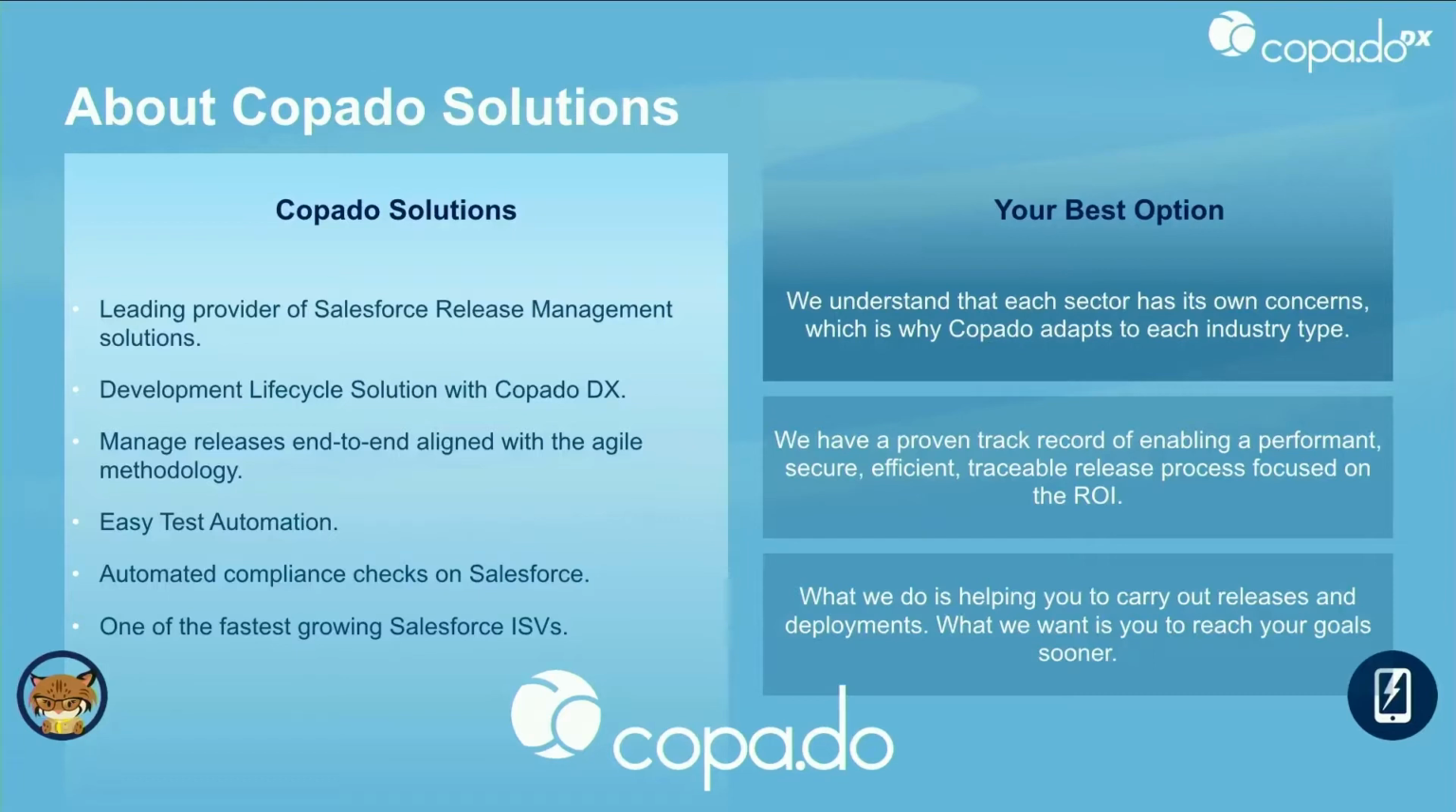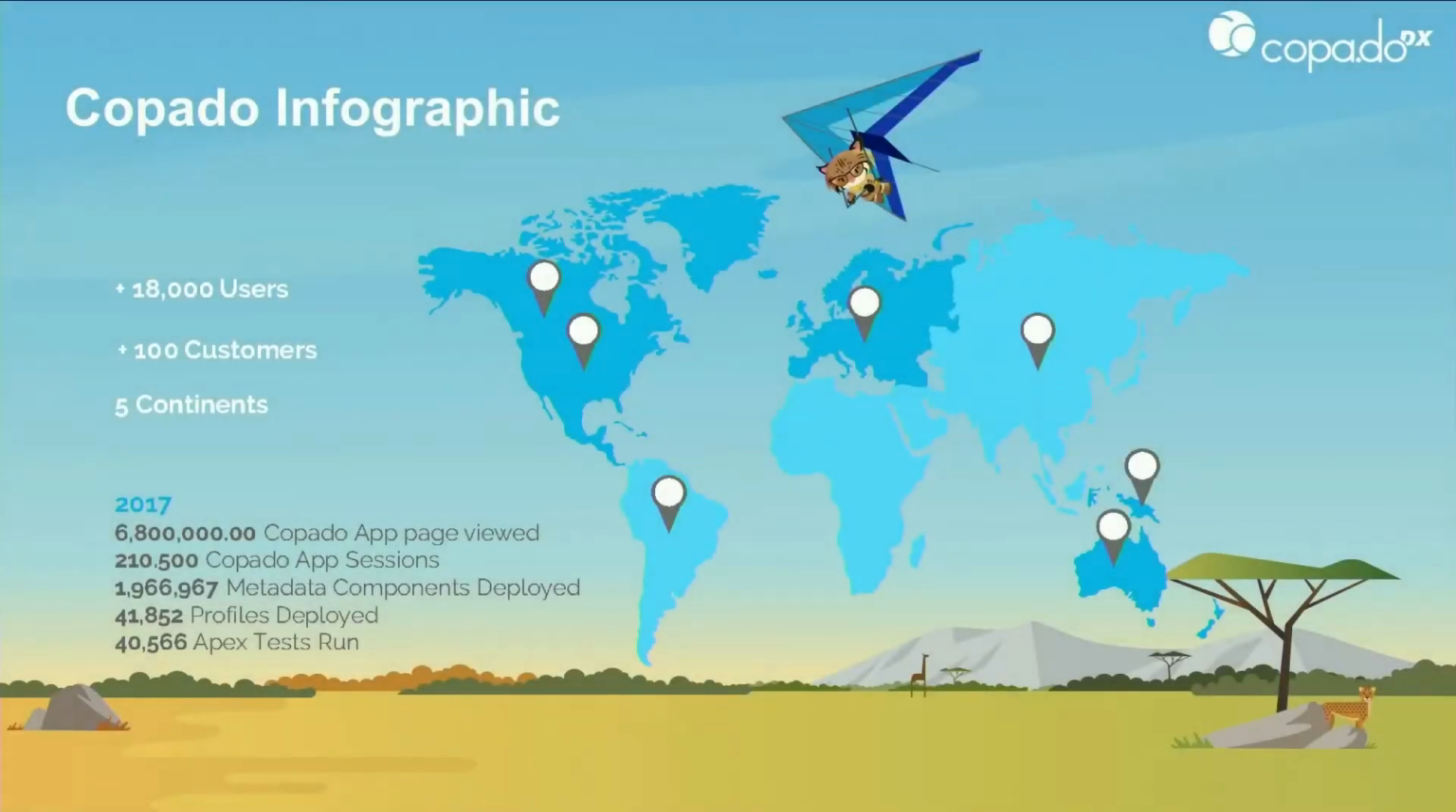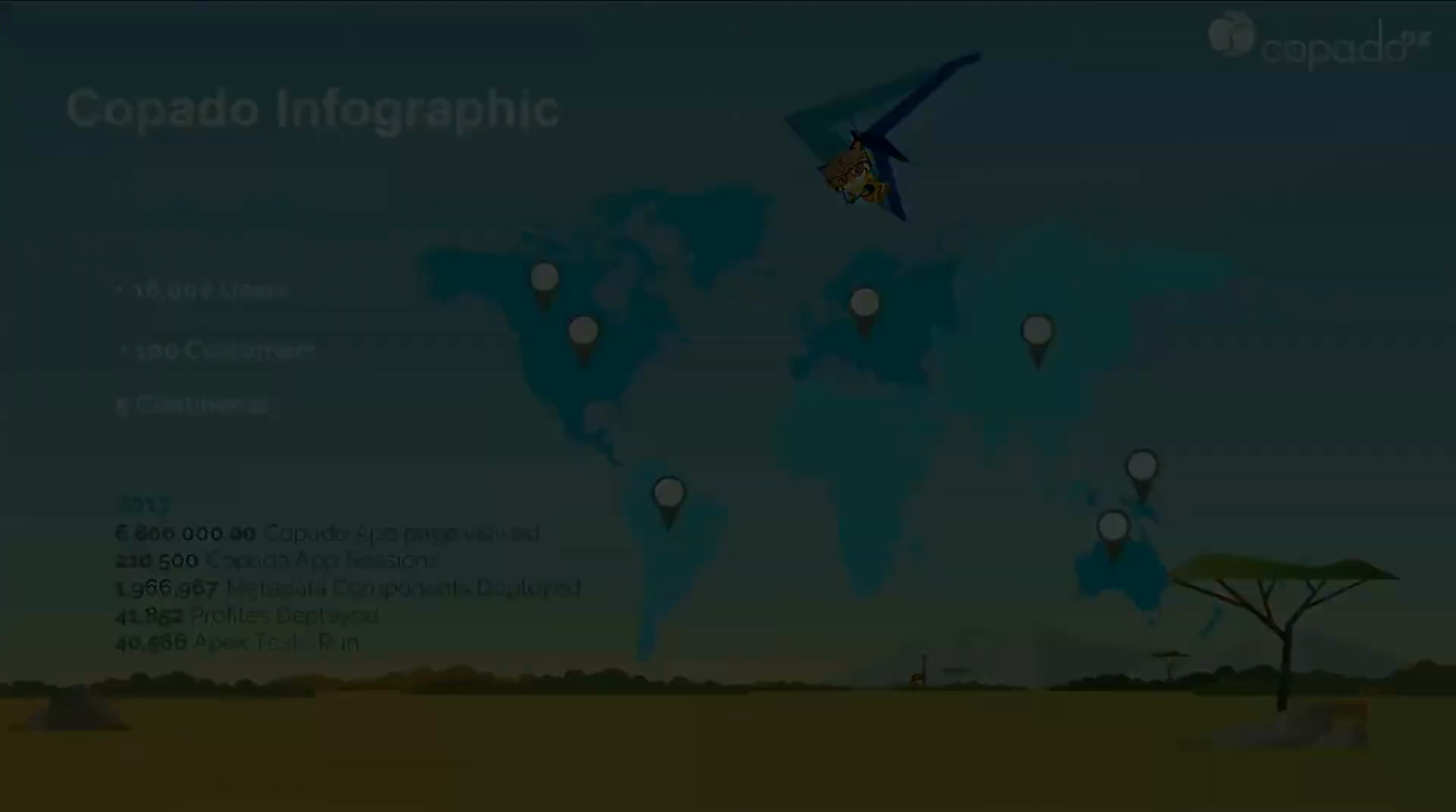We are one of the fastest growing ISV partners of Salesforce in Europe. So we keep growing constantly, and we are trying to deliver the best release management solution in the Salesforce environment. You can see our footprint all around the globe. We are currently on 5 continents, serving over 100 customers and 18,000 users every day. And you can see all the big numbers that we have on page views and app sessions and everything.